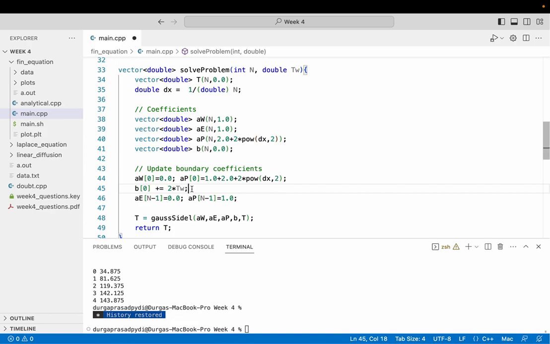So this is your B of 0. Again, since it is a Dirichlet type of condition, the term gets added to your source term as well. That is 2 times TW. TW is the west boundary condition which is given as well. And similarly the east boundary is a normal condition.